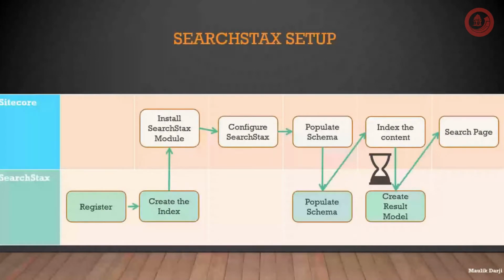And even now, let's say this streamlined diagram. First you go to search text, register, create the index, come to Sitecore, install the search text module. Then configure populate schema in Sitecore. So this is the first step, populate schema in Sitecore. Then you have to populate in search text. Index the content. Maybe you have to wait for some time when you are doing it the very first time, and then create your search model and search page. So the whole setup is done within some time.